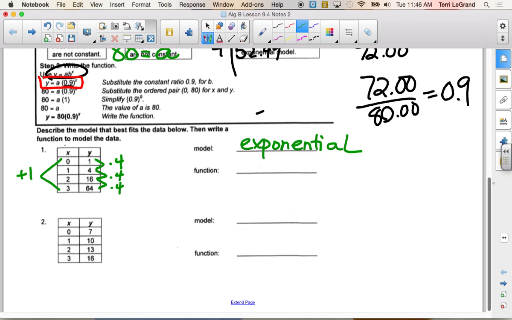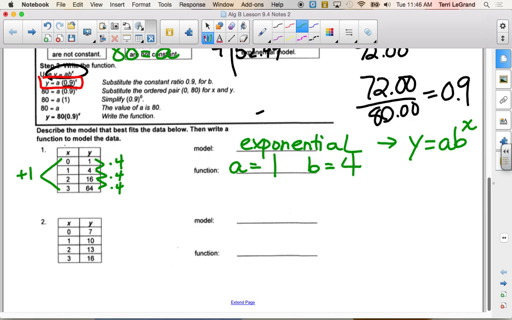Now you're not going to just get to write the model without identifying the parts first. So what I want you to do is first of all say what is a and what is b, because we know that the model for an exponential is this. So what's our a value? 1. When x is equal to 0, y is equal to 1. And b is 4, the constant ratio.